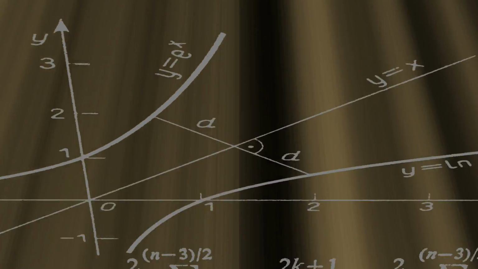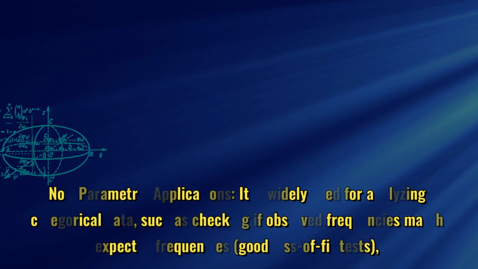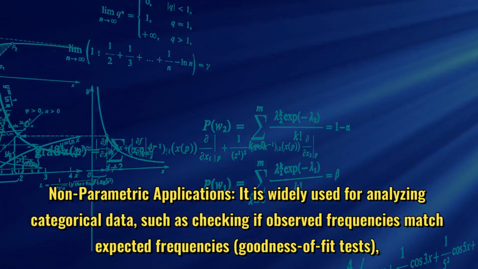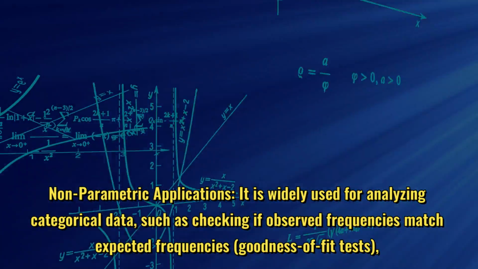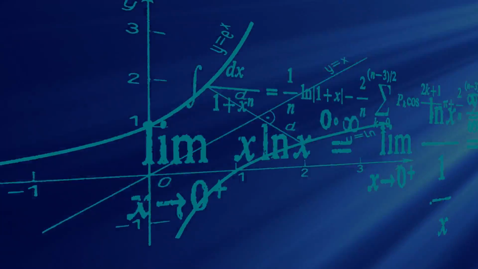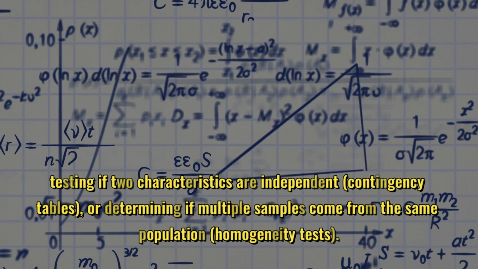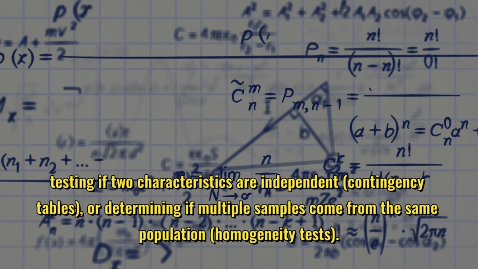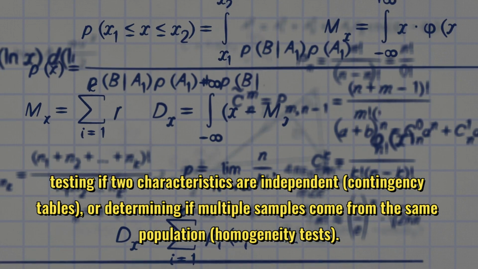are equal. Non-parametric applications: it is widely used for analyzing categorical data, such as checking if observed frequencies match expected frequencies, goodness of fit tests, testing if two characteristics are independent, contingency tables, or determining if multiple samples come from the same population, homogeneity tests.